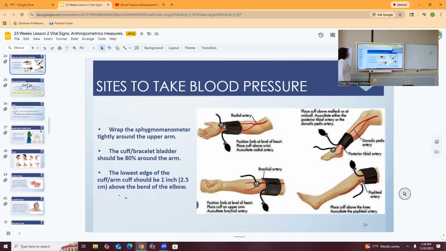What is going to happen if the patient doesn't have an arm, or we cannot take the blood pressure in either of the arms? We can take the blood pressure in the wrist area, and we're going to use the radial artery. We can use the legs. We can use the popliteal artery that is located in the back of the knee, or we can use the feet above the ankle. And that is going to use the posterior tibial artery or the dorsalis pedis on top of the feet, okay?